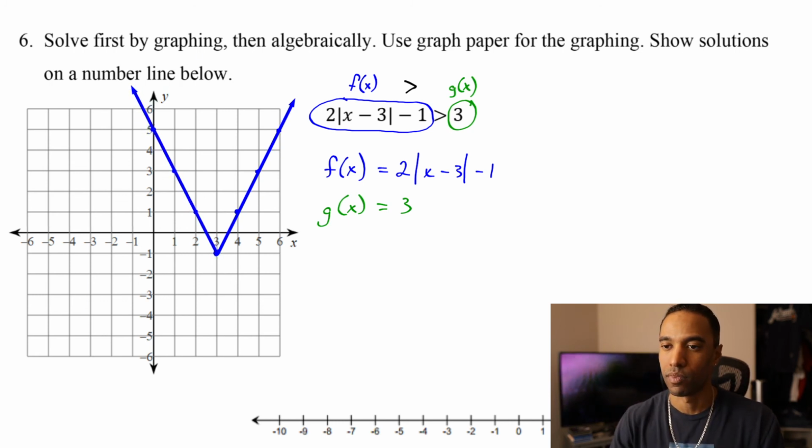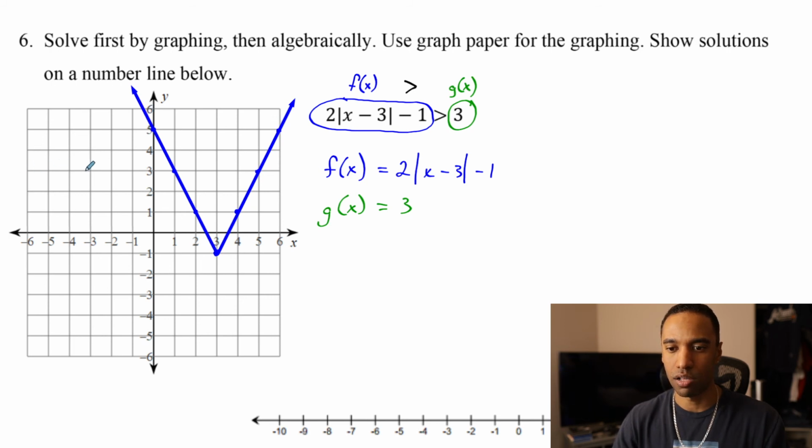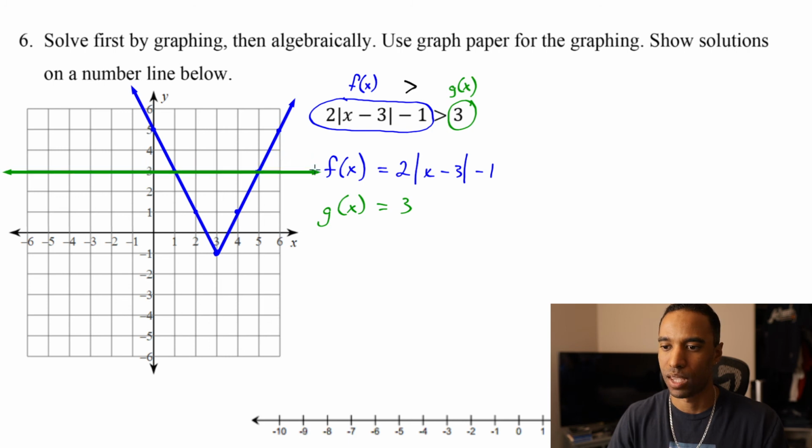That's good. g of x equals 3. Remember, this means y equals. So it's y equals 3. Be careful, it's not a vertical line, it's a horizontal line. We go up 3 on y, and it's all of the y equals 3 values all across here. So it's a straight horizontal line across y equals 3. And I'm going to go ahead and graph that one right there. Okay. So we have our two graphs in place.